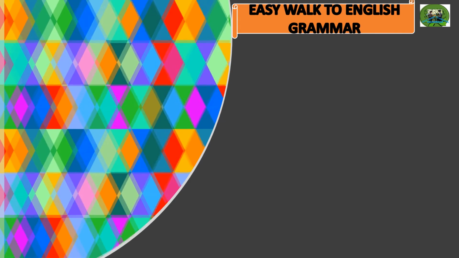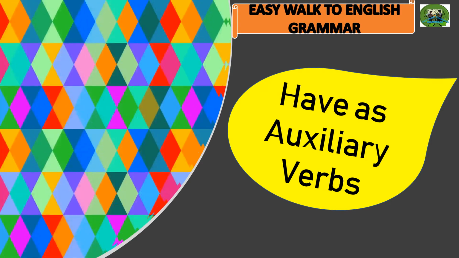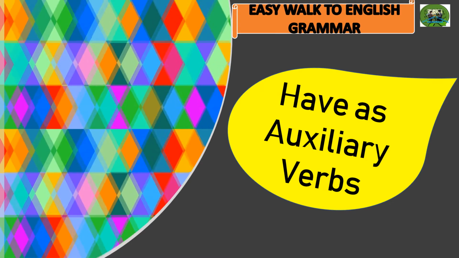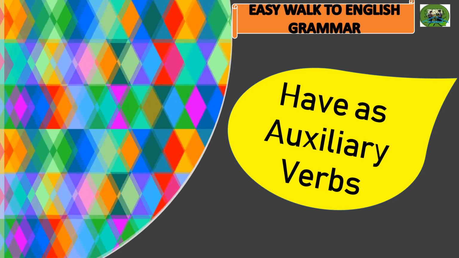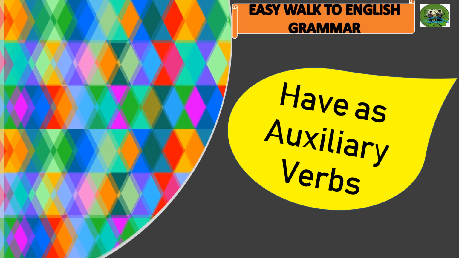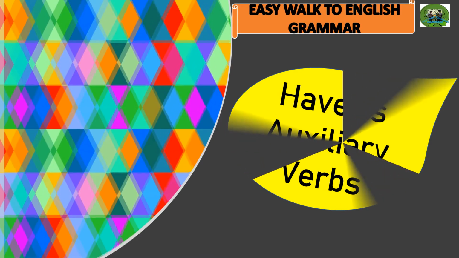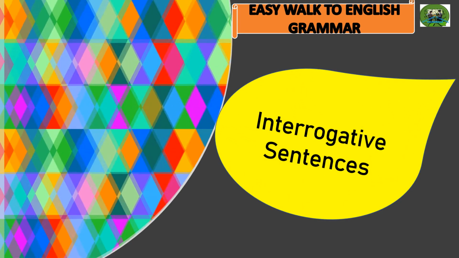Today we are going to deal with have as auxiliary verbs. We have already dealt with have as main verbs in another video. For better comprehension of this video, please watch that also in our channel Easy Walk to English Grammar. In this video, we'll be focusing on framing interrogative sentences with the help of have and its forms.